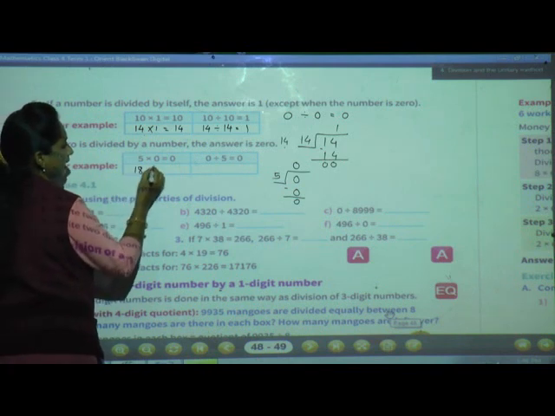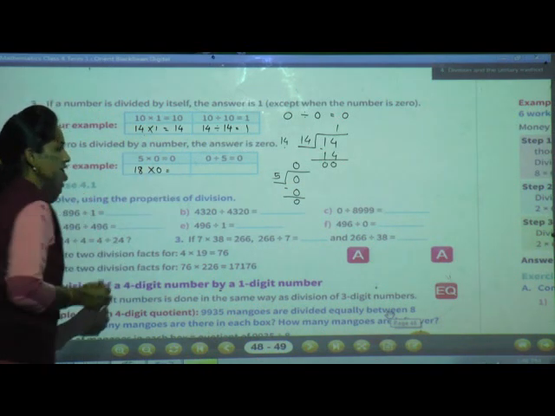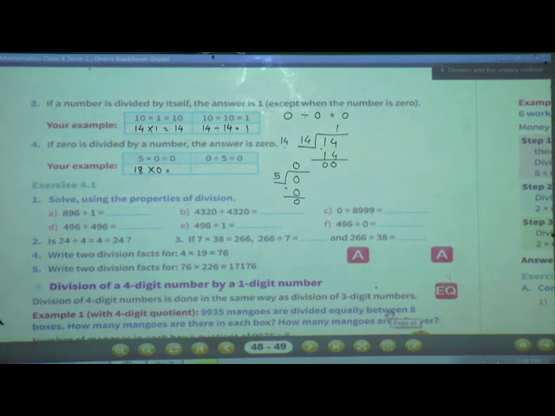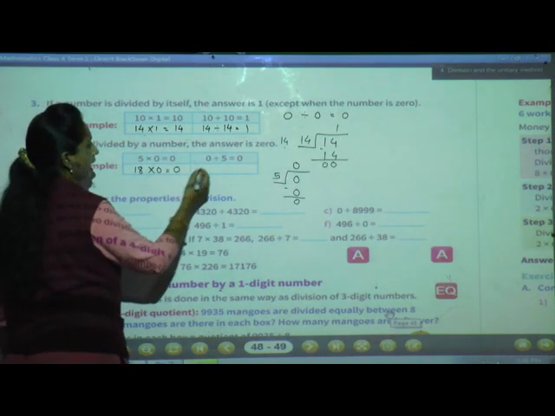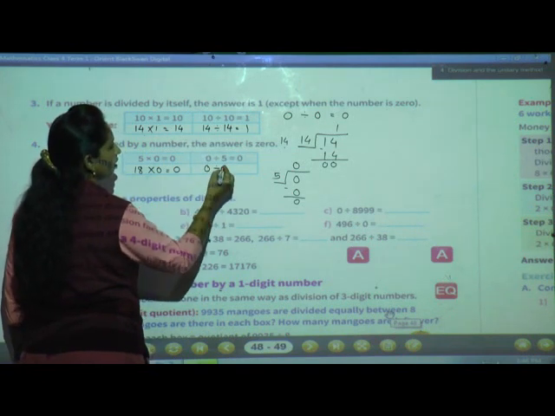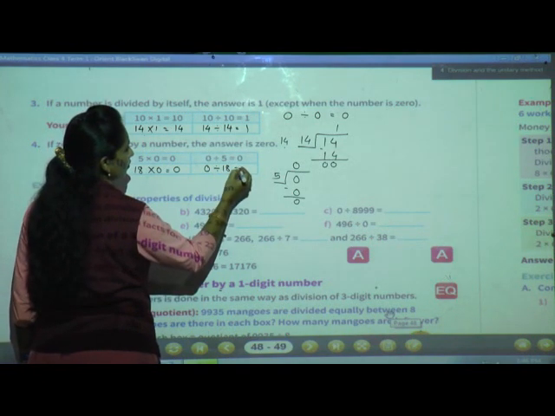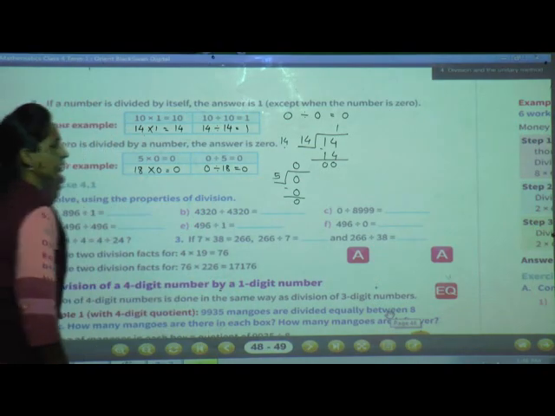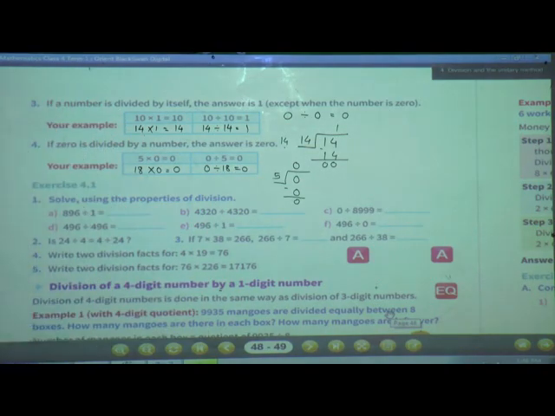Now suppose 18 multiplied by 0. Whenever we multiply any number by 0, we get 0 only. And whenever we do division with 0 and any number, we get 0 only, isn't it? Clear till here? Understood? Yes. Now we will start our exercise 4.1.